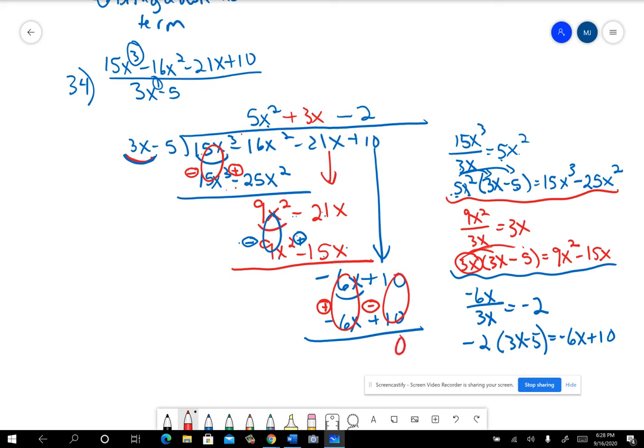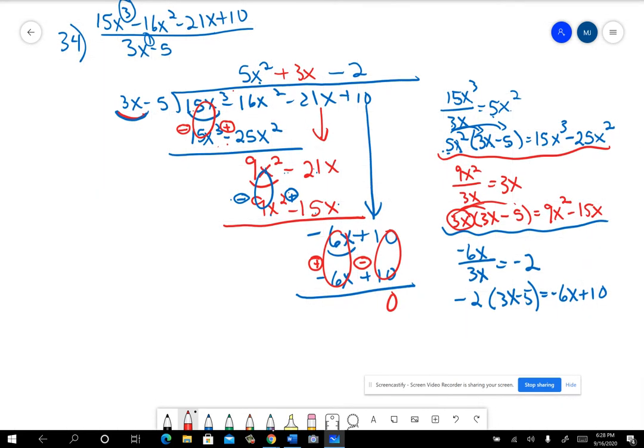All right, that doesn't happen all the time. It just did on 33 and 34. Okay, that 3x minus 5 just went into that evenly. There was no remainder. So your answer to that one would just be 5x squared plus 3x minus 2. Okay. All right, but let's look at another one that has a remainder.